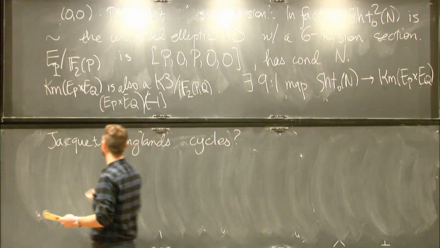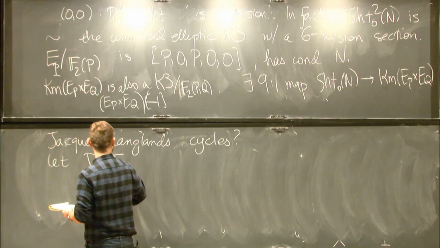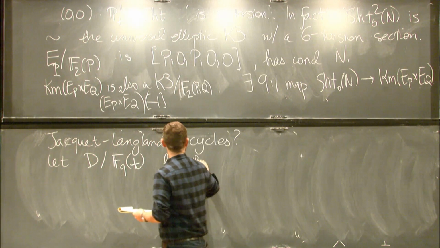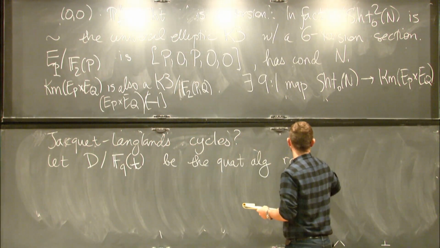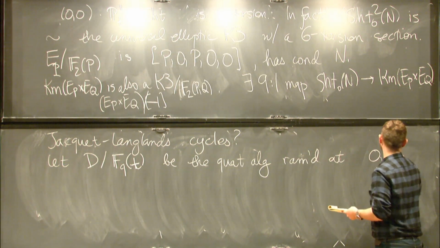So what I'm going to do is let D over F_q(t) be the quaternion algebra ramified at exactly 0 and infinity.